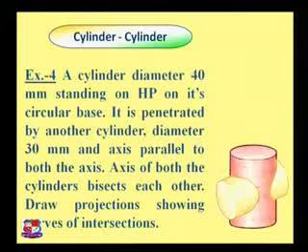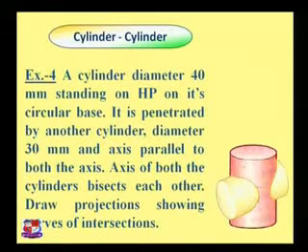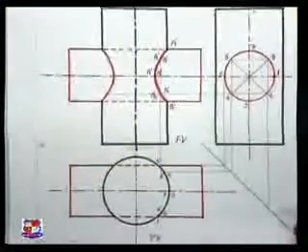You can see here two cylinders penetrate each other. One is a vertical cylinder, another is a horizontal cylinder. Diameter of both the cylinders are given to us. One is 40 mm, another is 30 mm. First we draw front view and top view of the standing cylinder. So that is drawn over here. This is the front view and top view of the given case.